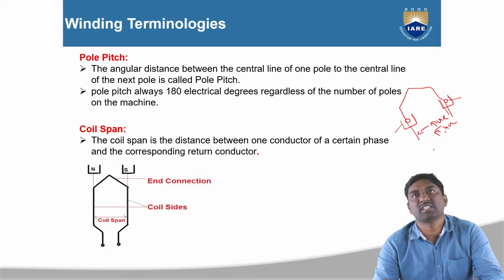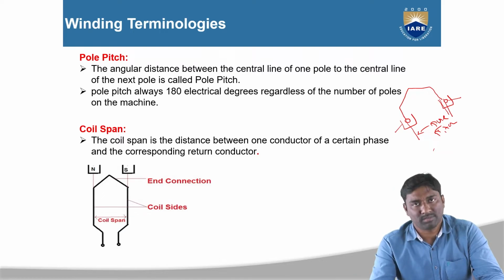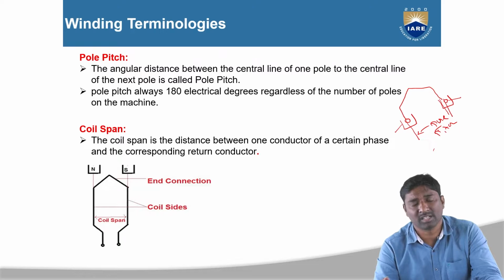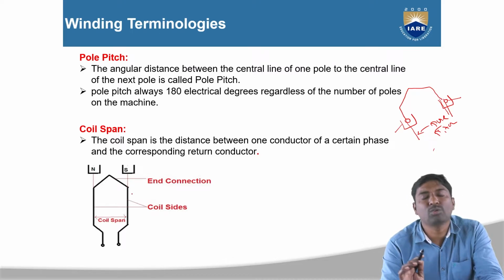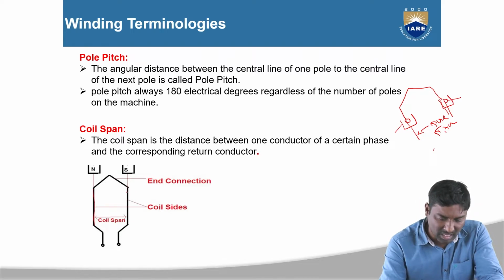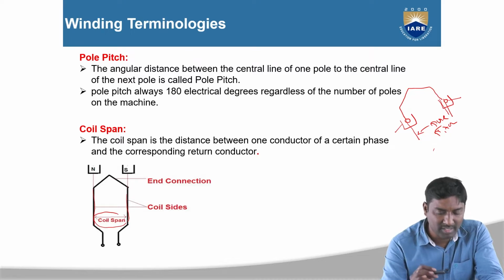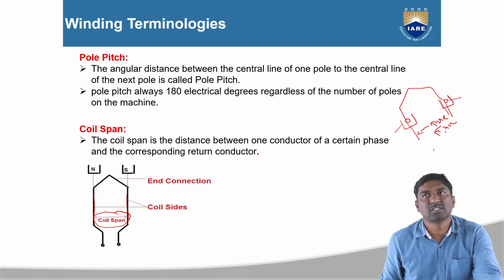Now another terminology of the winding is coil span. What is meant by coil span? The coil span is the distance between one conductor of a certain phase and the corresponding return conductor. You can observe this diagram here. I am taking north pole and south pole, with two coil sides. This is one coil side, this is another coil side. The distance between these two coil sides is called the coil span. This is the definition of coil span.